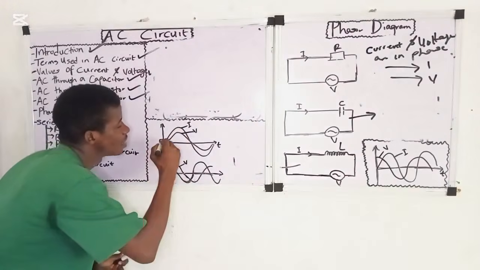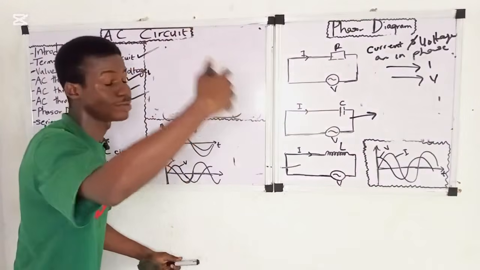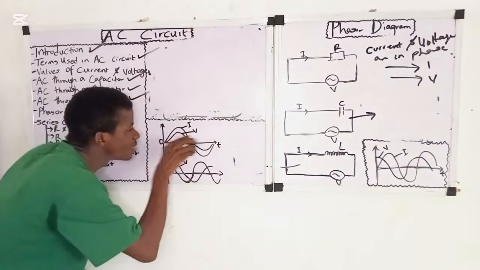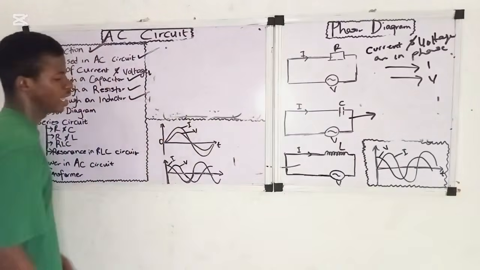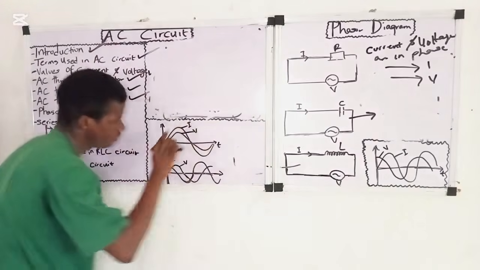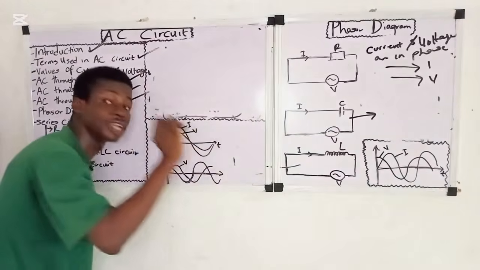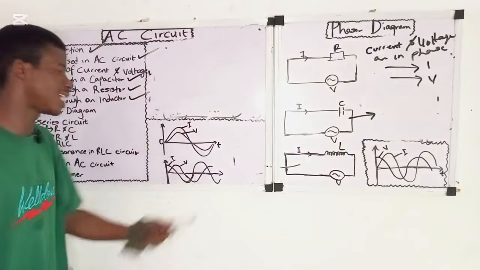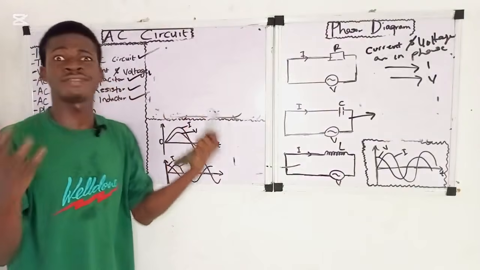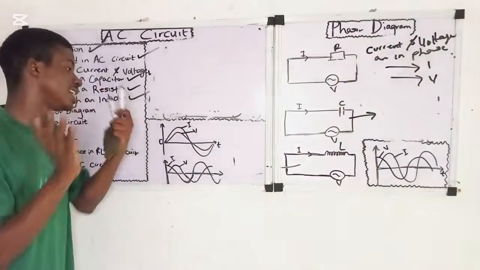This graph here, this wave here, this is the I wave. That is the wave of the current. While this other one is the wave of the voltage, right? Now if you look at the waves very well, you find out that both the current and the voltage are in phase, right? So the phase difference between them is zero, or you can say 360. Okay, so they're in phase.